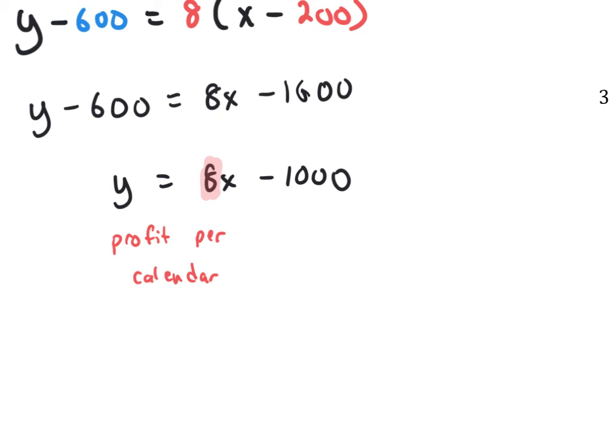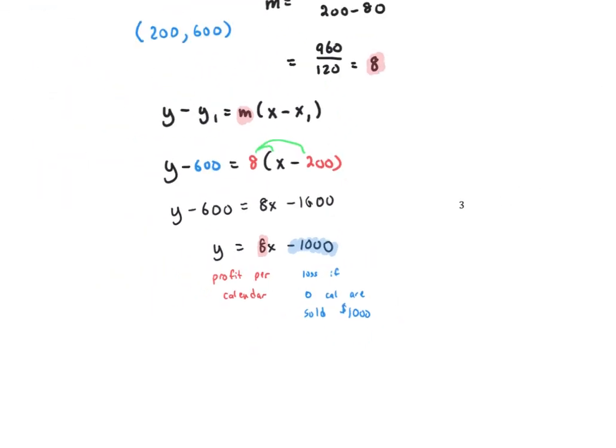And so if they sell 0 calendars, this here is the amount of money they will lose. So the loss, if 0 calendars are sold, is going to be $1,000. And there we go.